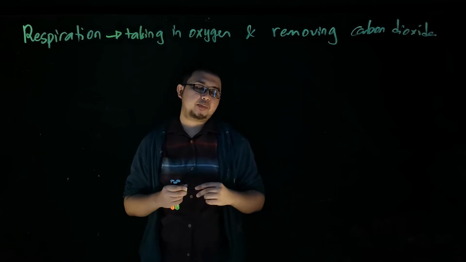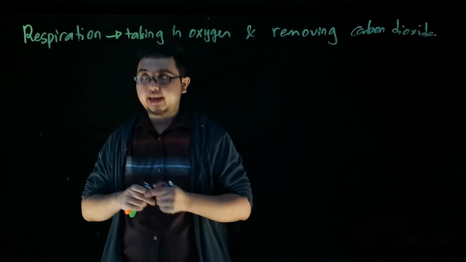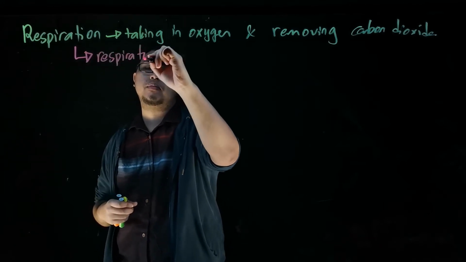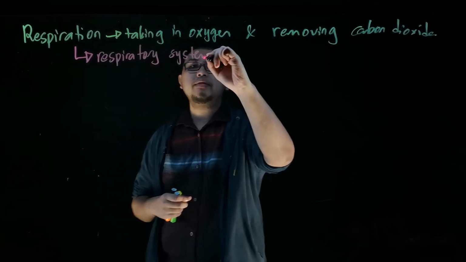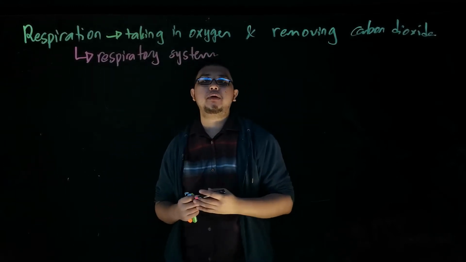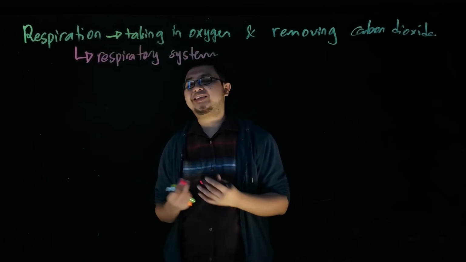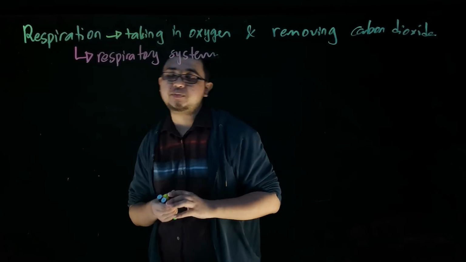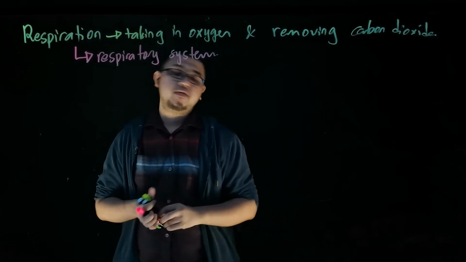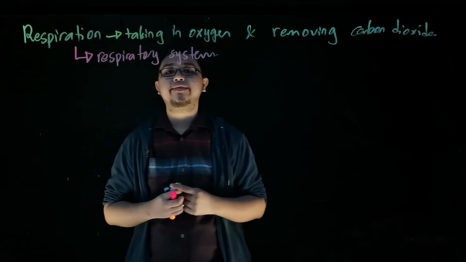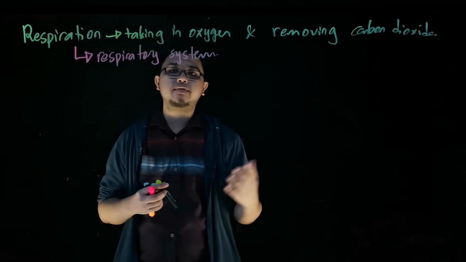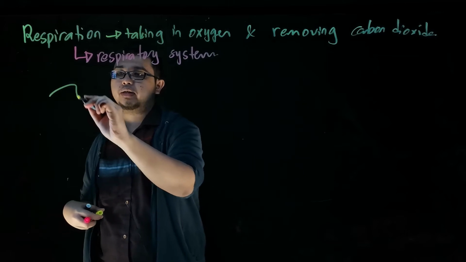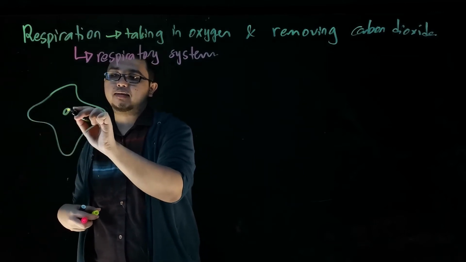Now, this process of respiration requires your respiratory system. The respiratory system for different organisms has different mechanisms. We're going to start with the simplest one, which is the unicellular organism. For a unicellular organism, respiration occurs on the surface of the cell. The reason is that they consist of only one cell, so all the needs they have are acquired directly from their environment. For example, let's say I have an amoeba cell.